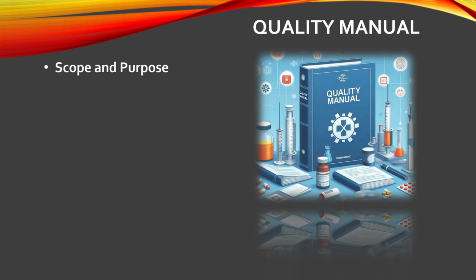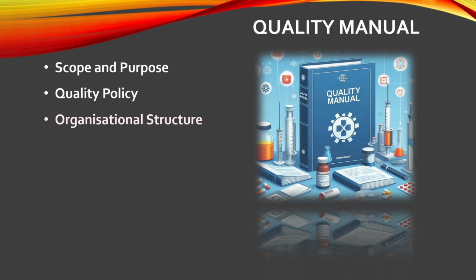First, scope and purpose. This section defines the scope of the QMS and its purpose within the organization. It outlines the objectives of the QMS and how it aligns with the company's mission and goals. Next, quality policy. The quality policy is a statement of the organization's commitment to quality. It sets the overall intentions and direction for quality management, providing a framework for setting and reviewing quality objectives.